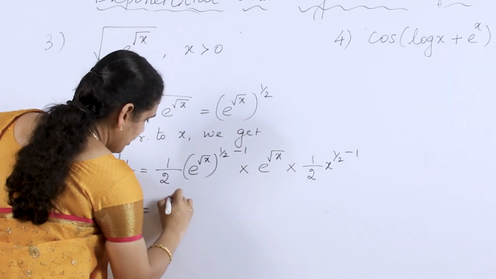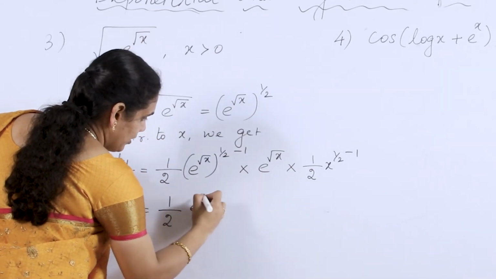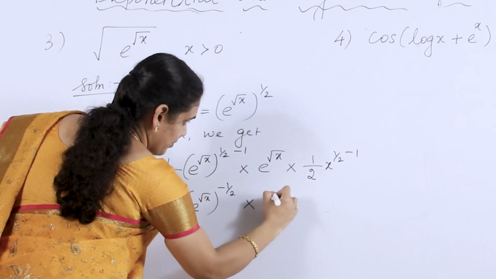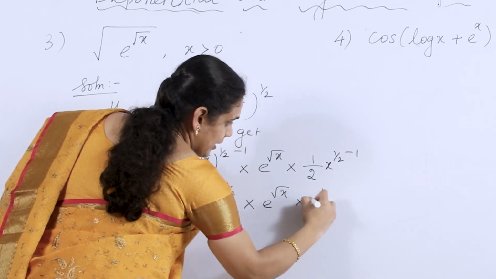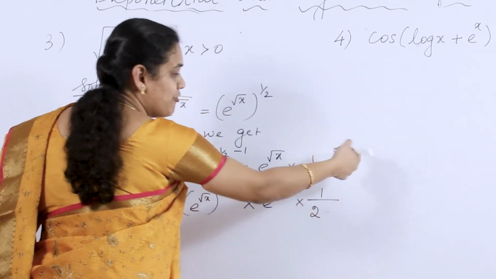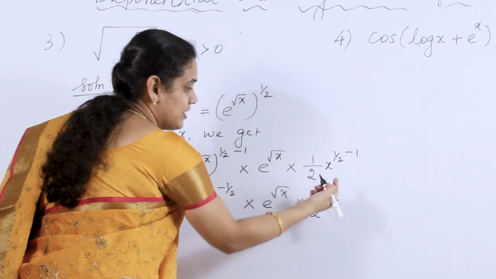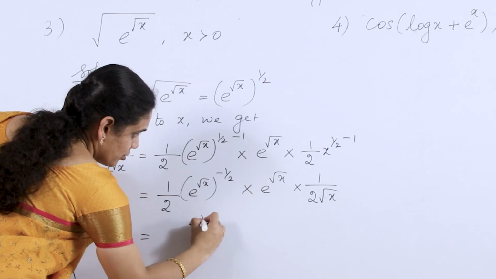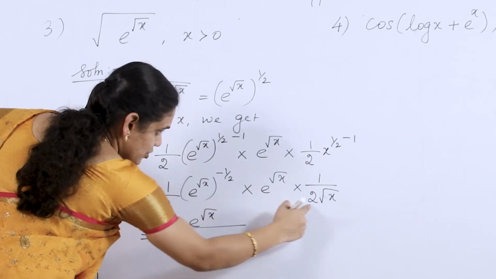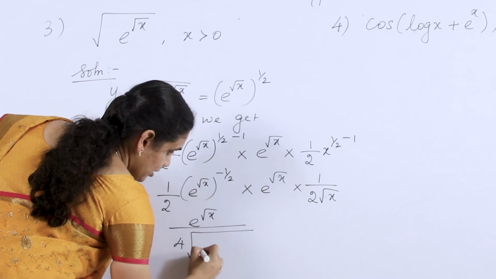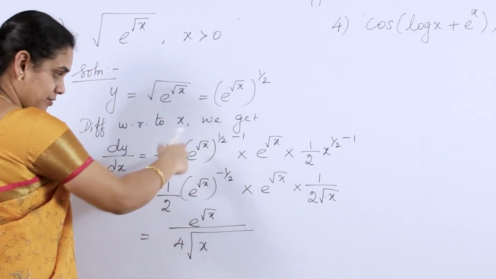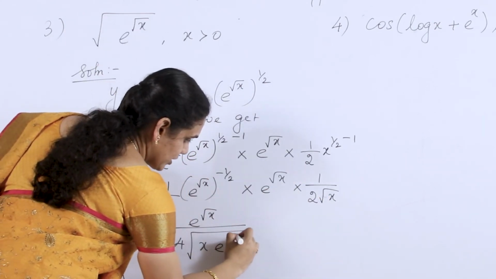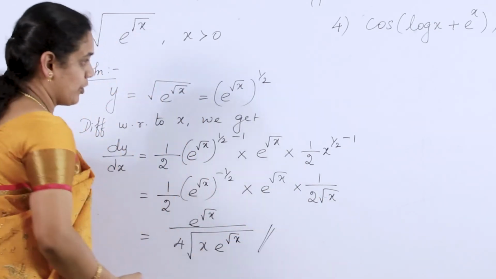Okay, so this will be half e to the power root x whole power minus half into e to the power root x by 2 into, here half minus 1 is minus half, so we can write it in the denominator root x, right? So if I put together all these, e to the power root x by 2 to the 4, and inside the root x, because this is also minus half, in denominator we get root over, so we combine these two as e to the power root x. Okay, so this is the required answer.